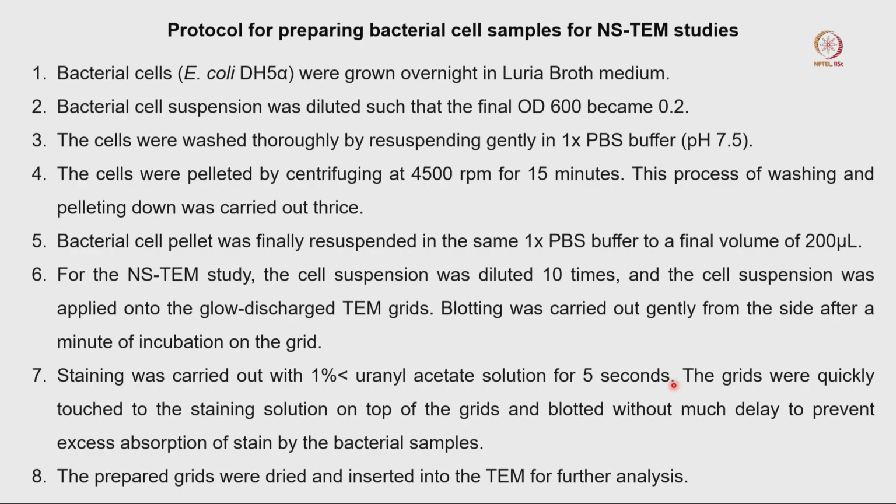So it is not any fixed time that only 5 seconds you have to do. Based on the concentration of the staining solution, the bacteria, that particular environment, and how you are blotting your sample, sometimes you can get a very thick stain. So you may have to change those parameters, but generally we don't use 1% or 2% staining solution when you do normal negative staining imaging of any bacterial cell or mammalian cell.